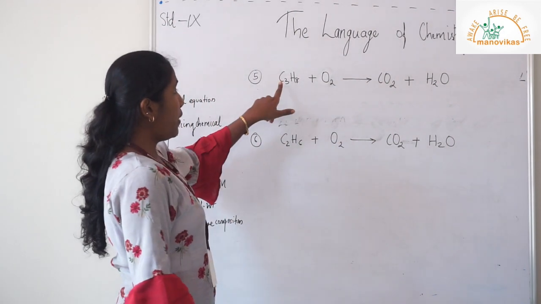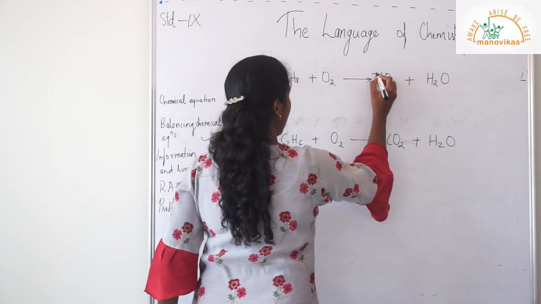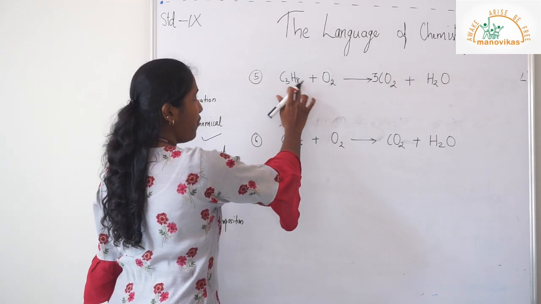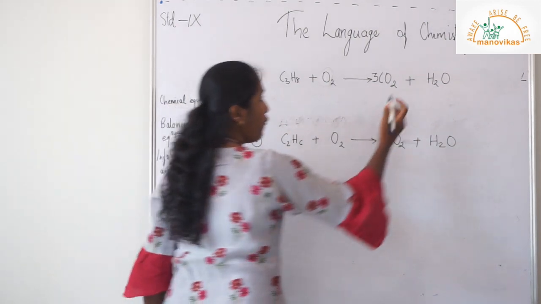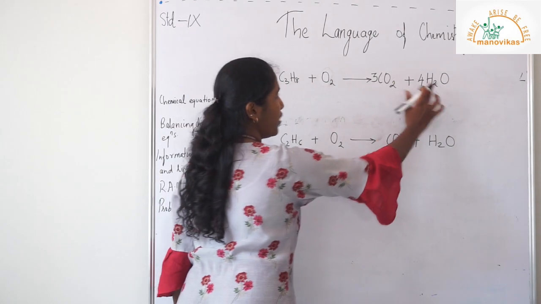Now, here carbon is 3, here it is 1. So in order to make it 3, we will put 3 over here. So carbon is 3, here also it is 3. Hydrogen, you have 8 and here it is 2. So how will you make it 8? 4 into 2. So 4 twos are 8. So hydrogen is 8, here also it is 8.